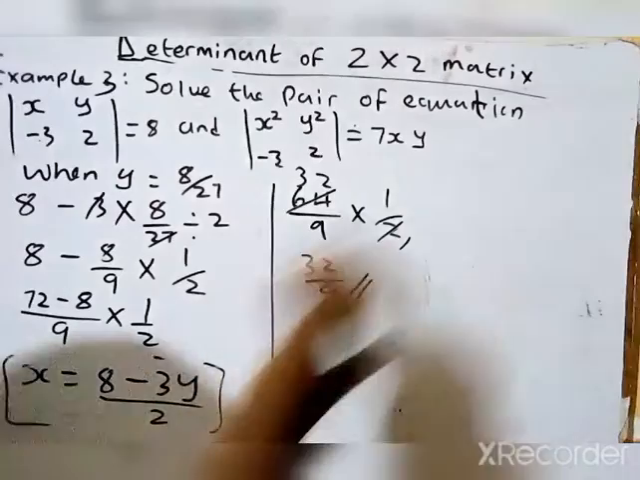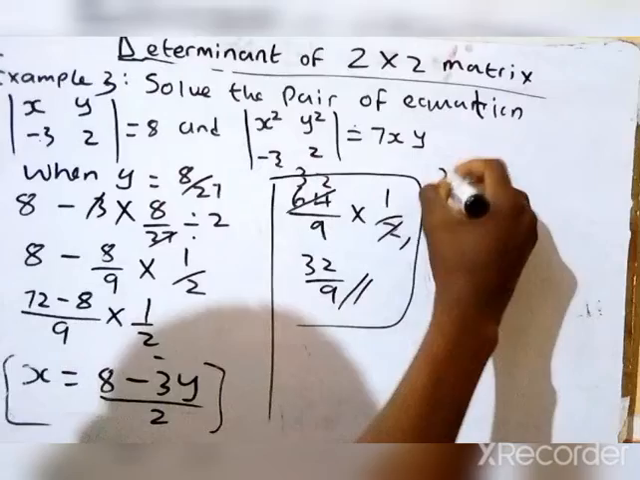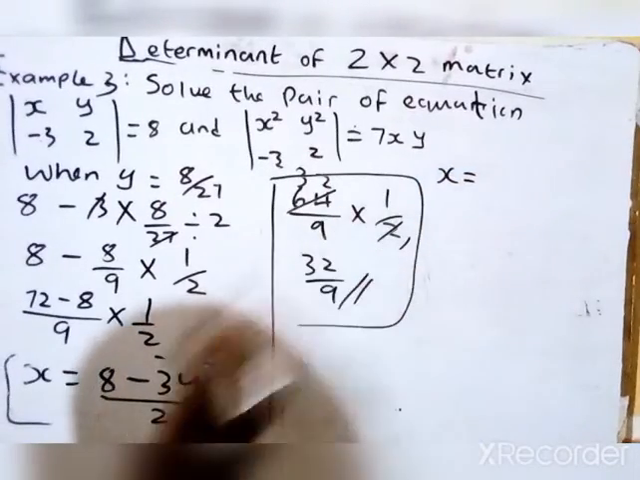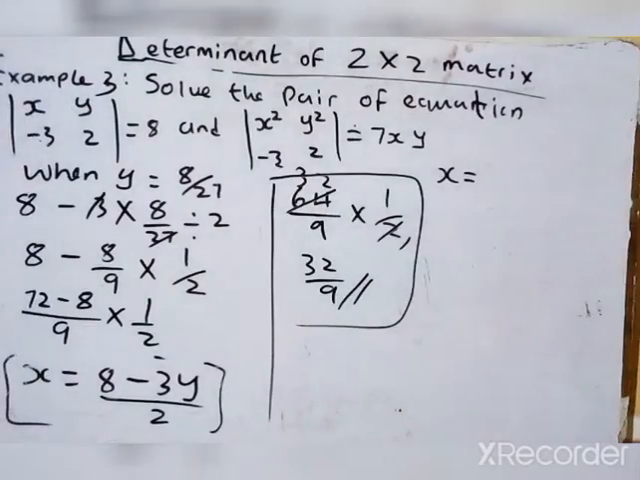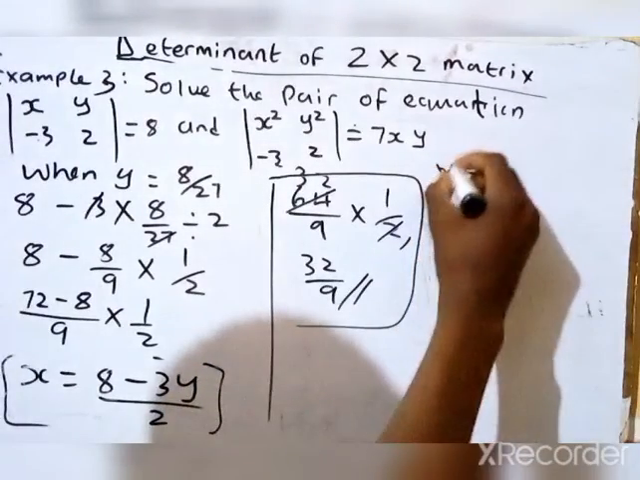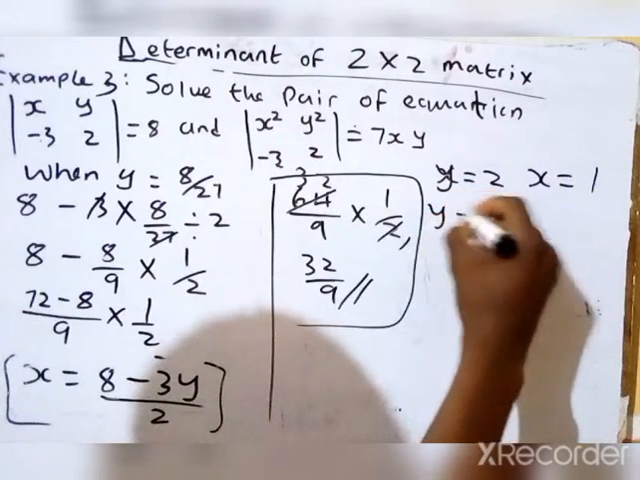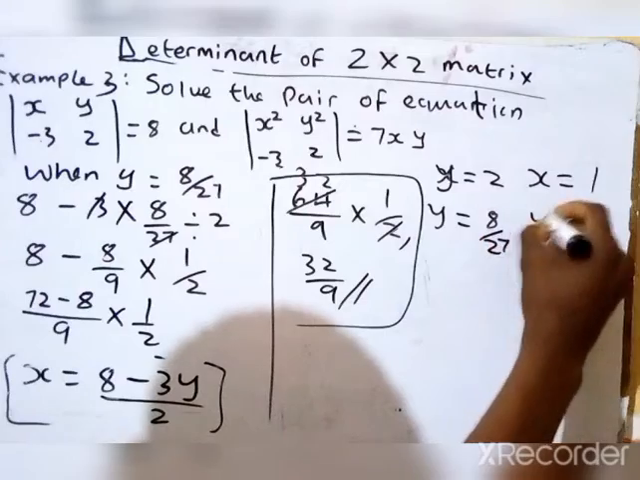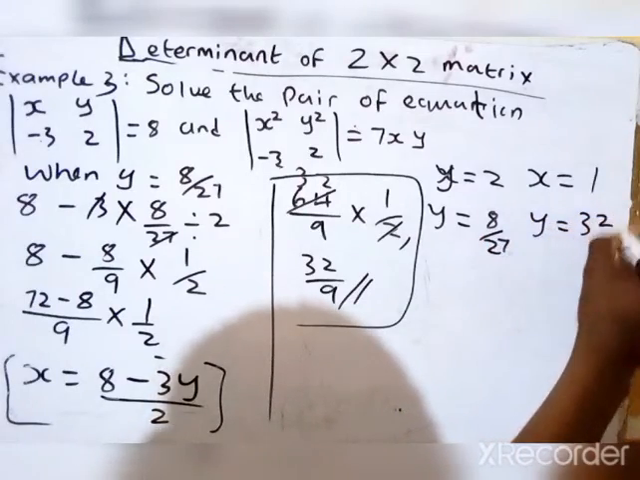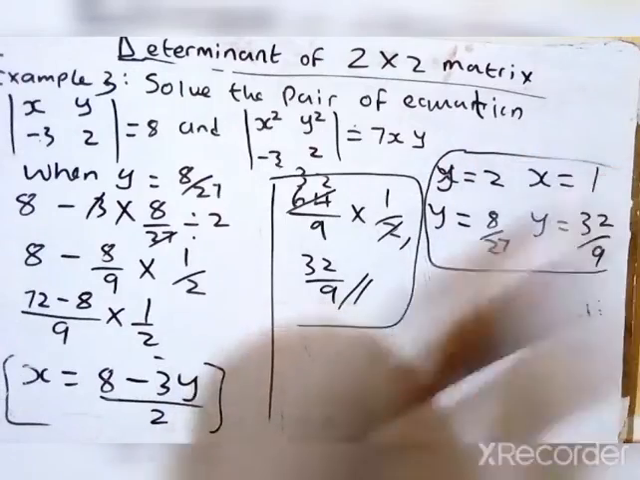So our answer: x equals, what's the first value we got? When y equals 2, x equals 1. When y equals 8 over 27, x equals 32 over 9. So these are the answers.